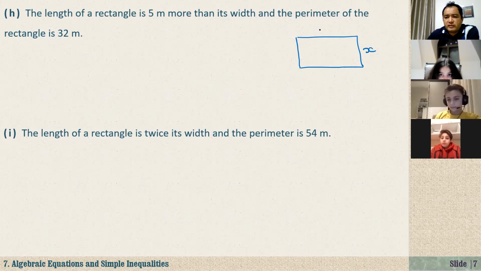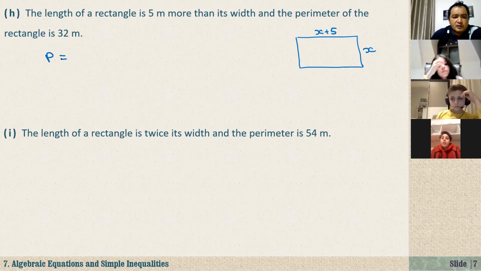So at that time the length will be x plus 5 meters. And it also says that the perimeter of the rectangle is 32 meters. How do you find the perimeter of the rectangle? It is length plus width plus length plus width, right? Perimeter means the length of the boundary of a geometric figure. So that's equal to 2 times (length plus width).